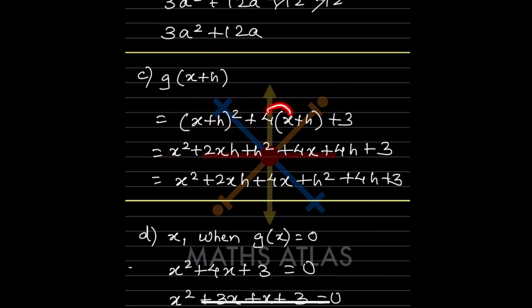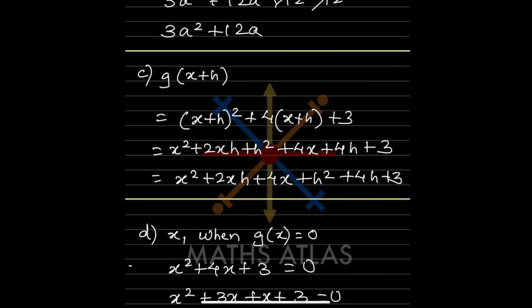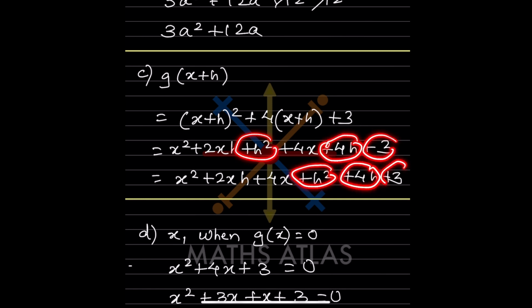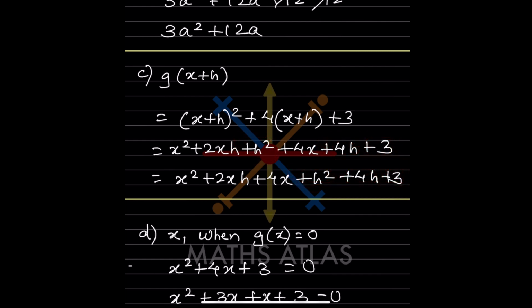Now here what will you do? You are going to expand it, 4x plus 4h plus 3. So now x square, here you will write the same. For 2xh, you will write it as it is. Then we'll take 4x after that, along with the sign. Then we'll take h square, then 4h, and this is 3. We only have to arrange it, rest everything is the same.